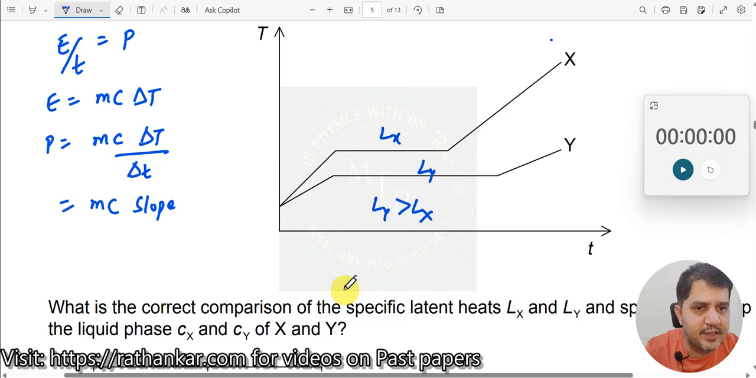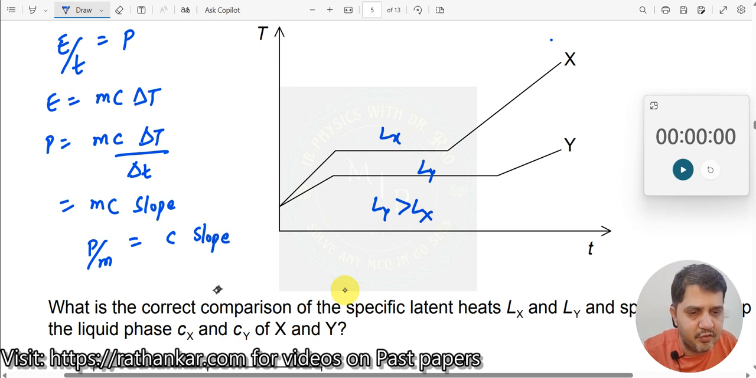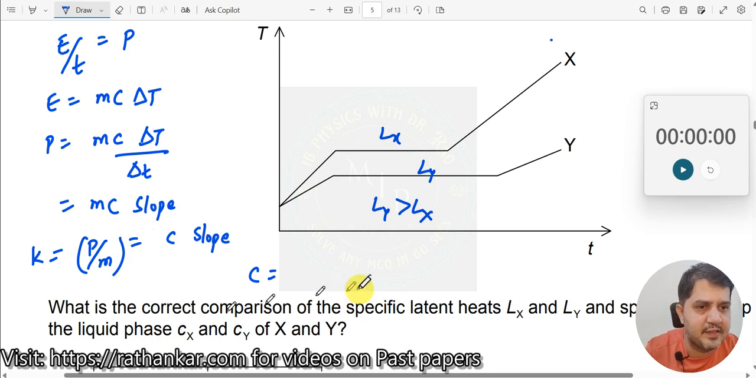How do we know this? Now, you see, the mass is same. So, therefore, mass is same, power is same, slope is the variant over here, and C is different over here. So, therefore, what I will do is I will write this as P by M is equal to C into slope. In other words, this P by M is a constant, right? Because the same rate of energy is being supplied, and the mass of the substance taken is also a constant, which is already given here.